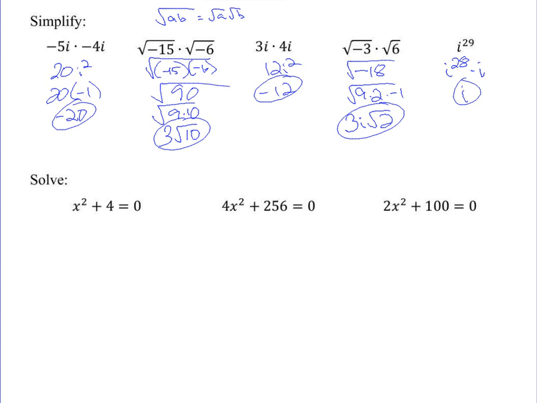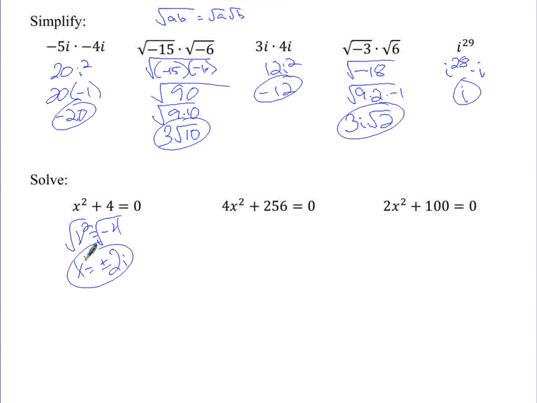Same ideas going on in these bottom problems. Now we have equations to solve. We can solve equations now that we know how to work with imaginary numbers. So if I want to solve this equation, x squared equals negative 4, we square root both sides, and we get x equals plus or minus 2i. So now you actually can solve these equations using imaginary numbers.